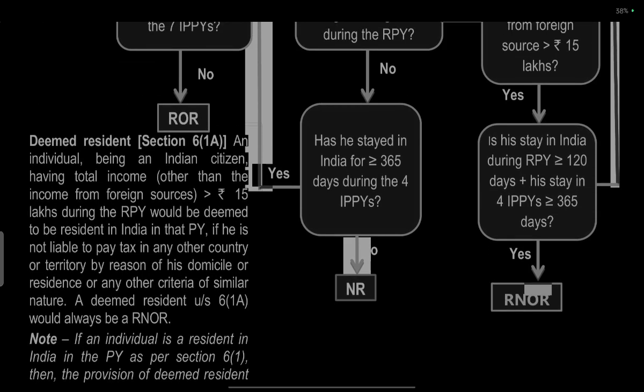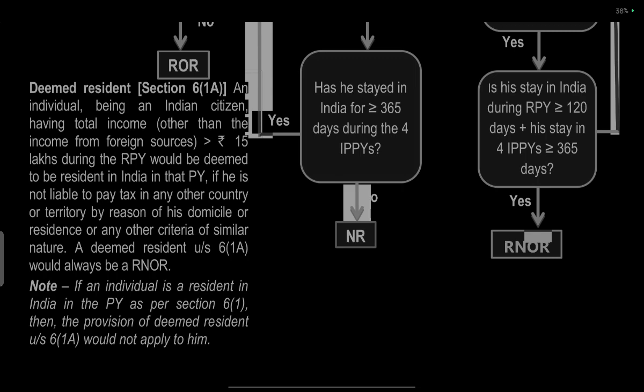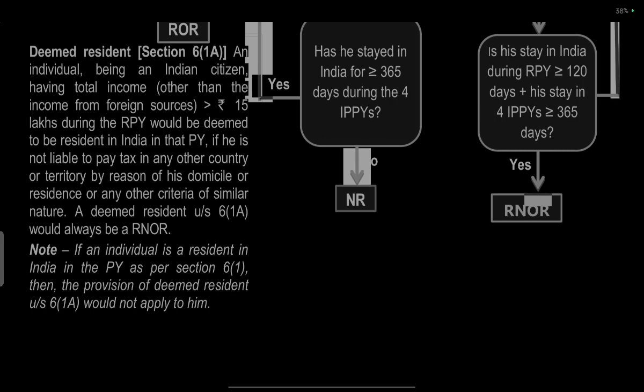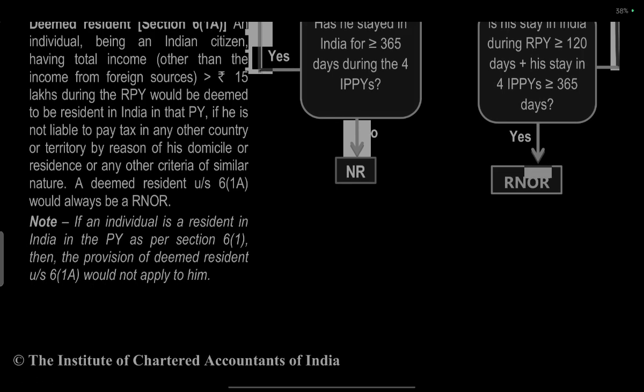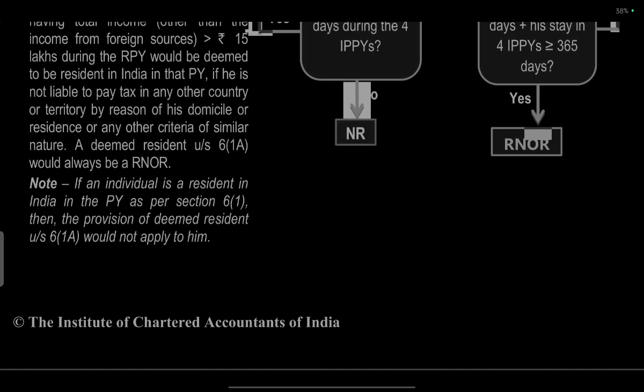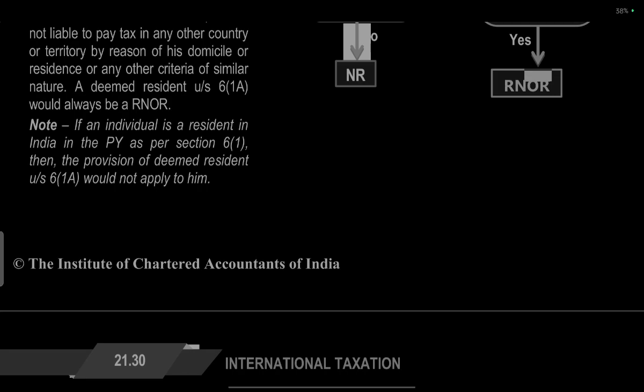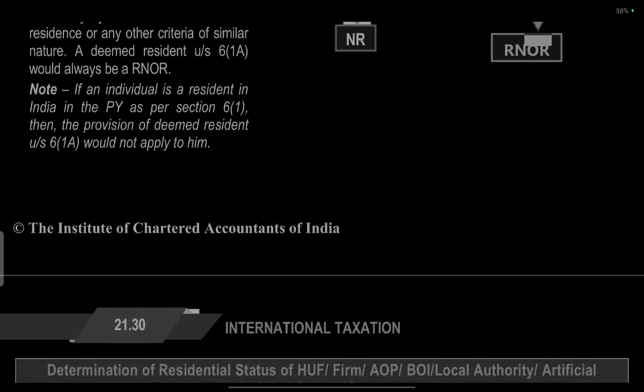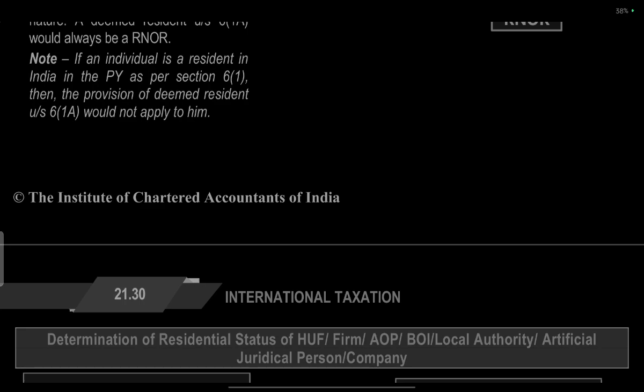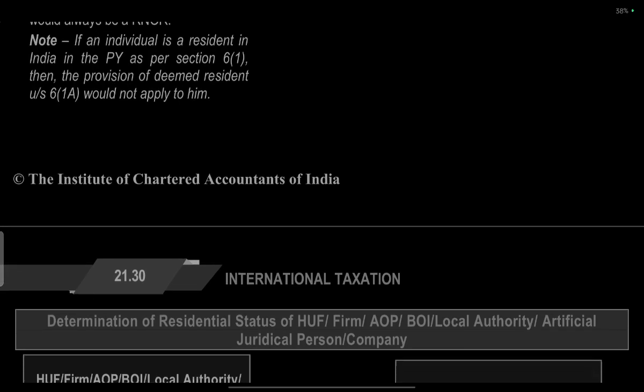Deemed resident, Section 6(1A): an individual being an Indian citizen having a total income, other than income from foreign sources, greater than 15 lakhs during the relevant previous year would be deemed to be resident in India in the previous year, if he is not liable to pay tax in any other country or territory by reason of domicile or residence or criteria of similar nature. A deemed resident under Section 6(1A) will always be resident but not ordinary resident. If an individual is a resident in India in the previous year under Section 6(1), then the provisions of deemed resident under Section 6(1A) would not apply to them.